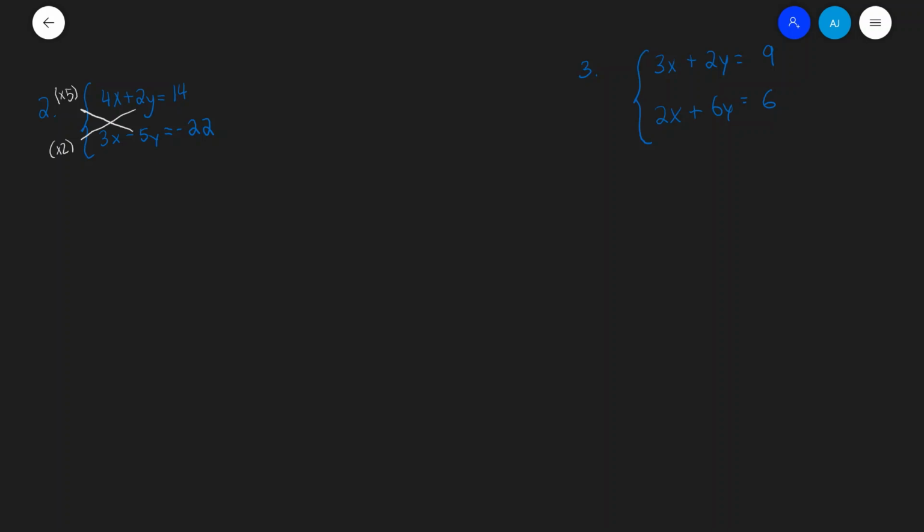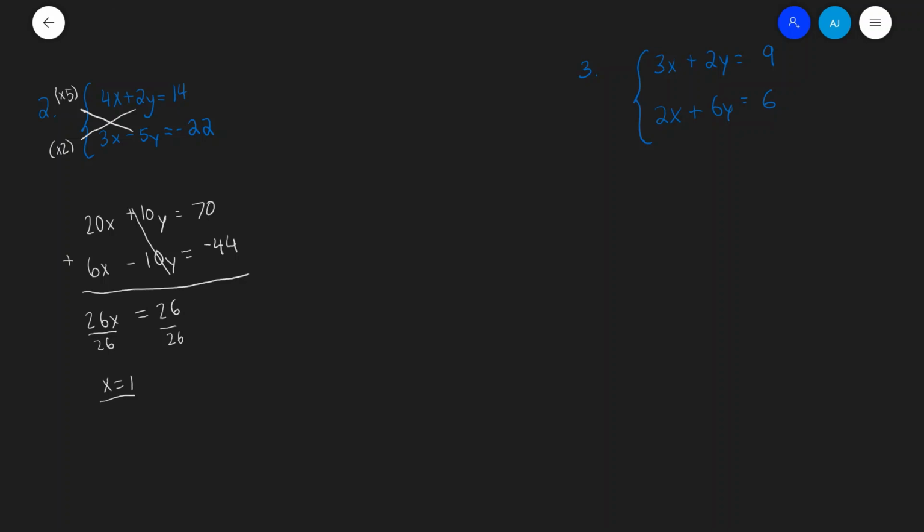I will multiply the top equation by 5, which will give me 20x plus 10y equals 70. And the bottom equation, if I multiply it by 2, I would get 6x minus 10y equals -44. So if I add these two equations together, I would get 26x, and obviously the 10y and -10y would cancel out, and then 70 minus 44 is 26. So to make sure that the x is by itself, I would divide by 26 on both sides, which makes x equal to 1.